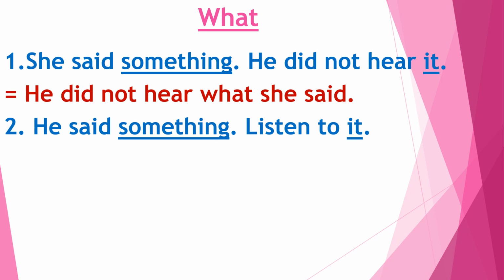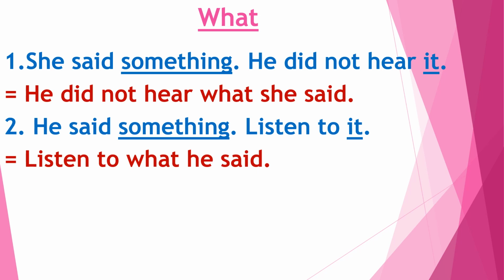Now see the next example. He said something, listen to it. Look at this. In the first sentence we find something, and in the next sentence we find it. So we use at first listen to and remove it, and we use joining word what, listen to what. Then the first sentence, he said, and something is removed here. So in this way we can join two sentences using what.